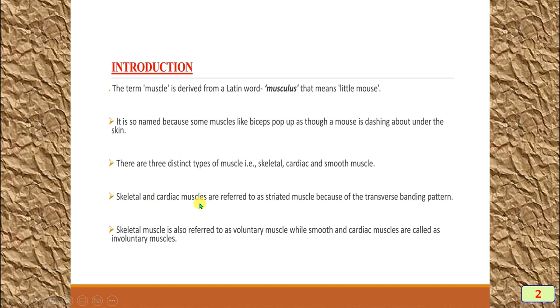The skeletal and cardiac muscles are referred to as the striated muscles, whereas the other muscles are called non-striated, with a transverse banding pattern absent. The skeletal muscle is also referred to as voluntary muscle, while smooth muscles and cardiac muscles are called involuntary muscles because these are not under the control of anyone, whereas the skeletal muscles, except the diaphragm, etc., are totally under the control of a person.